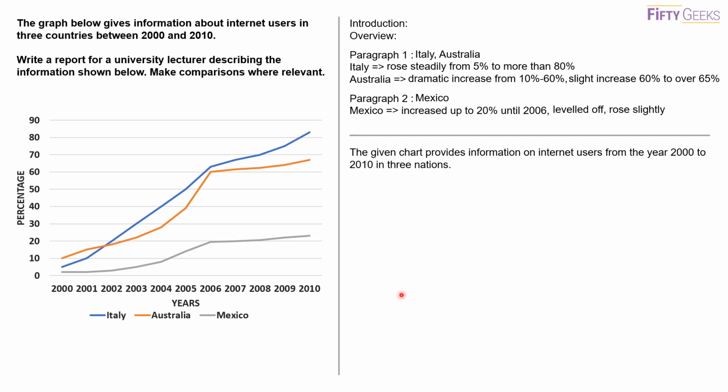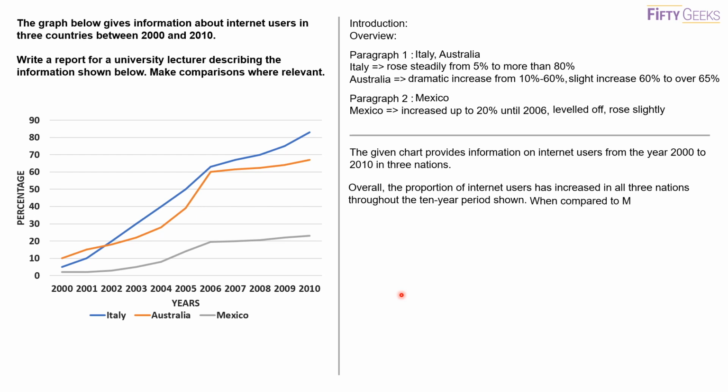I will write, overall, the proportion of internet users has increased in all 3 nations throughout the 10-year period shown. I will continue to write, when compared to Mexicans and Australians, Italy had the highest percentage of people using the internet. Moving forward, I will continue to write the first body paragraph.